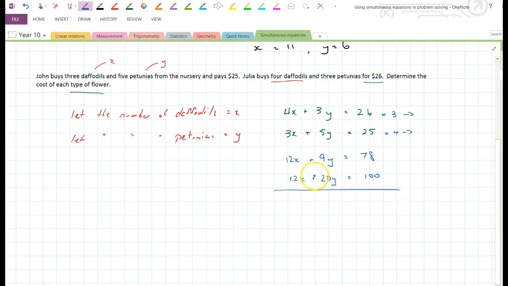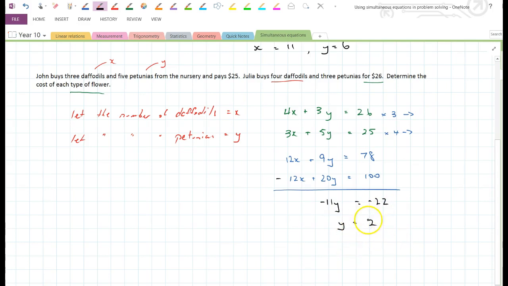Okay, so now I'm in business. I've got 12x there and 12x there. What am I going to do? The signs are the same. They're both positive, so I need to subtract. 12x minus 12x, gone. 9y minus 20y is minus 11y. 78 minus 100 is minus 22. So from that, y is equal to 2.